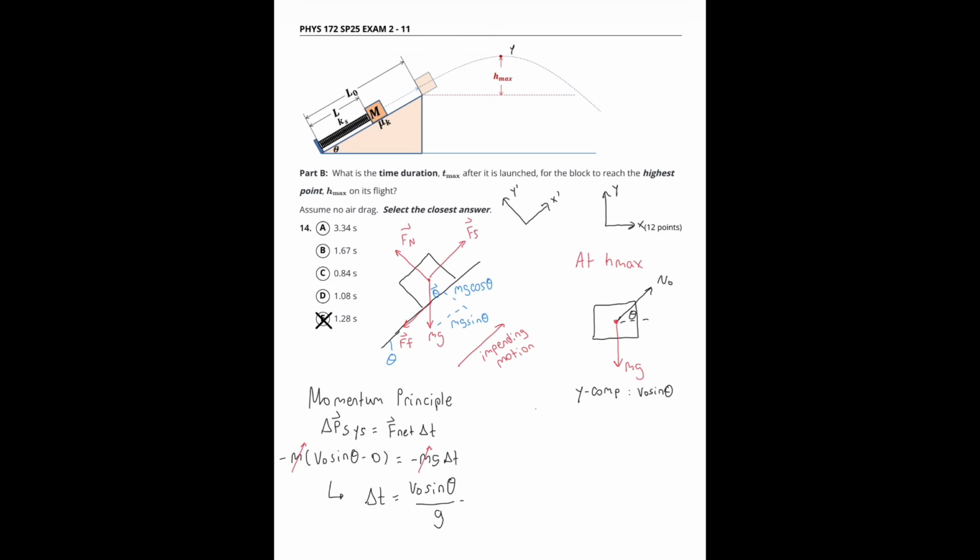So that will be equal to 16.7 meters per second times sine 50 over our gravity constant of 10 meters per second squared. And that will give us 1.28 seconds for our T max, and that will correspond to answer choice E.